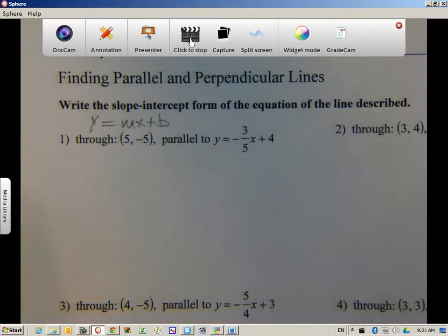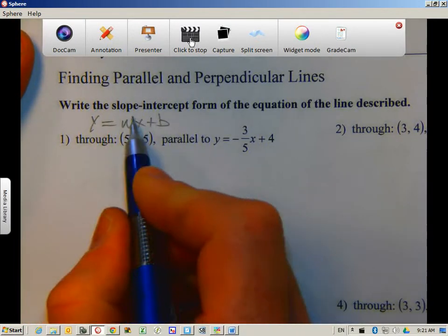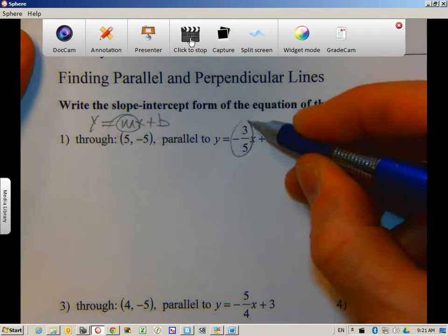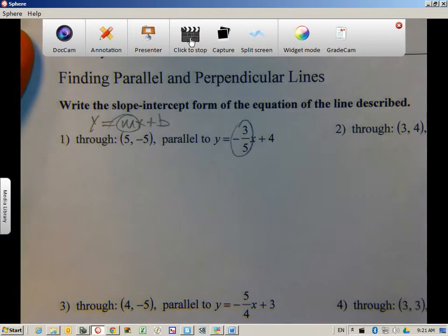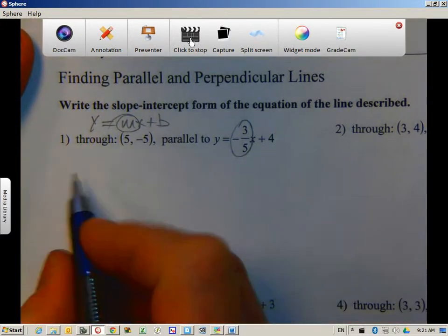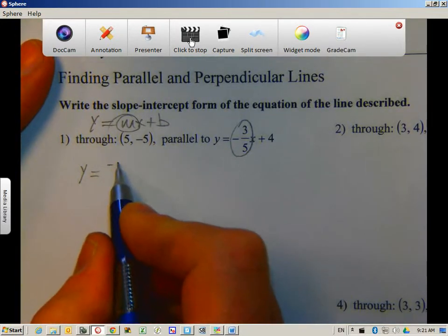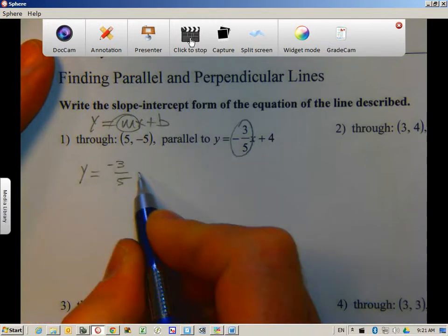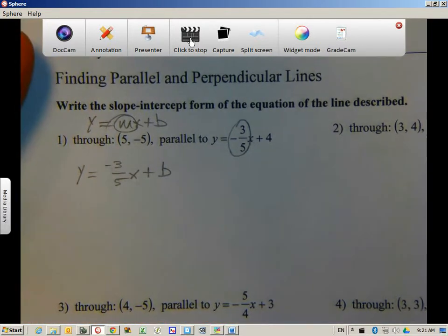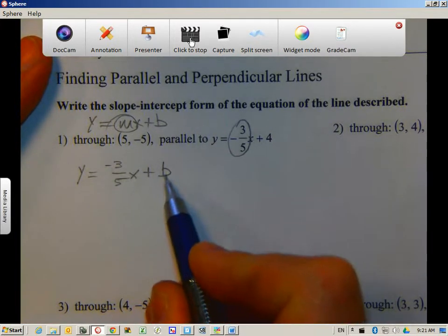So, what do we need to do? We need to start by first of all figuring out what the m is. And that's pretty straightforward because if it is parallel to this line, it is going to have the same m or the same slope. So this is going to be the slope of our line. So our line is going to be y equals minus 3 over 5x plus b. But that is not the entire equation of our line because we don't know what value of b we have here. We need a real value of b.